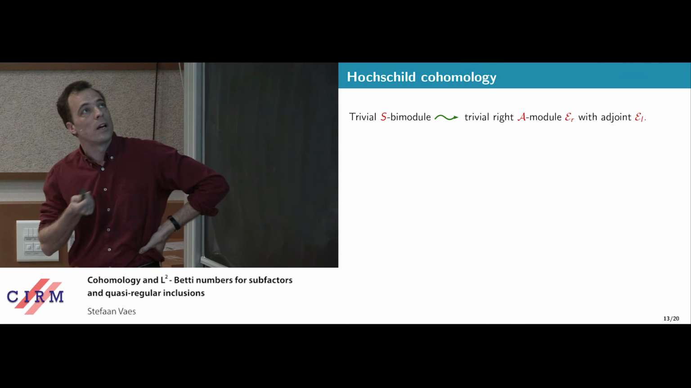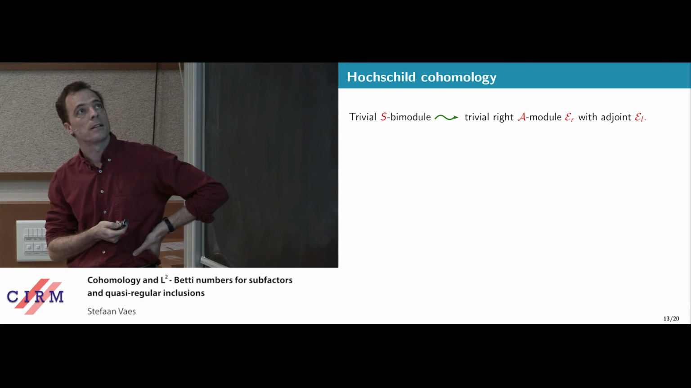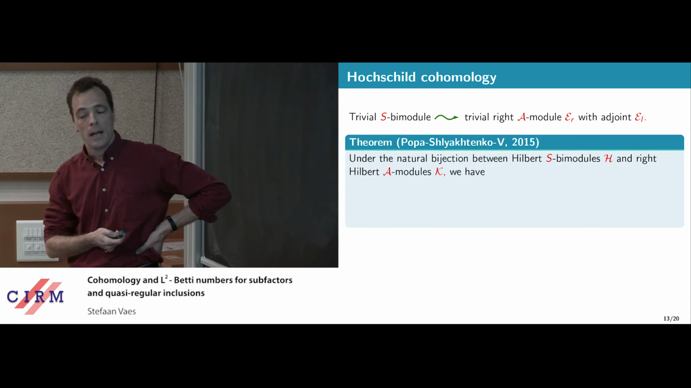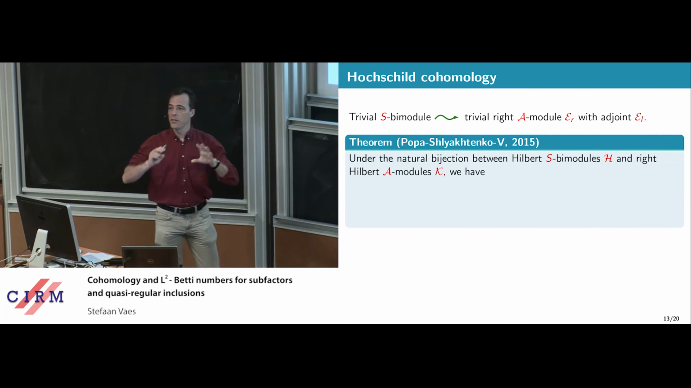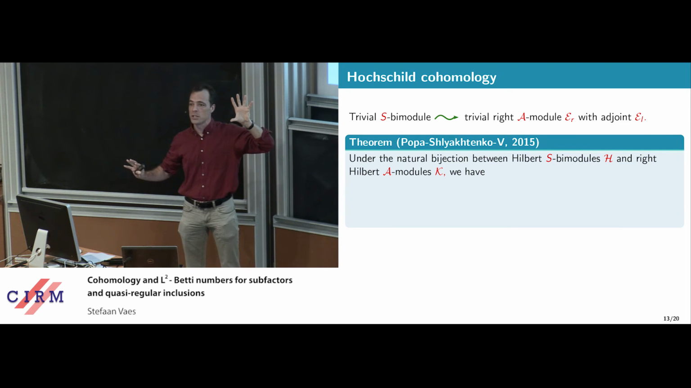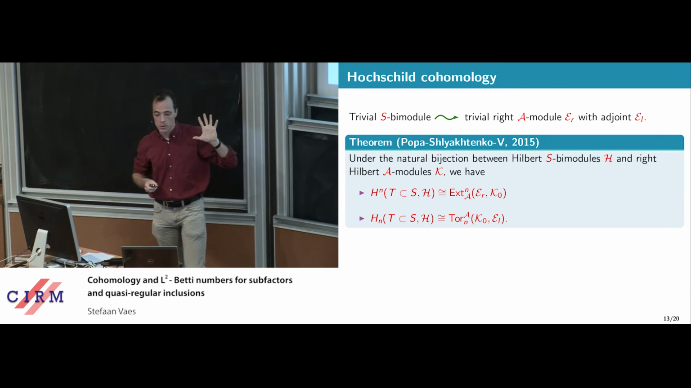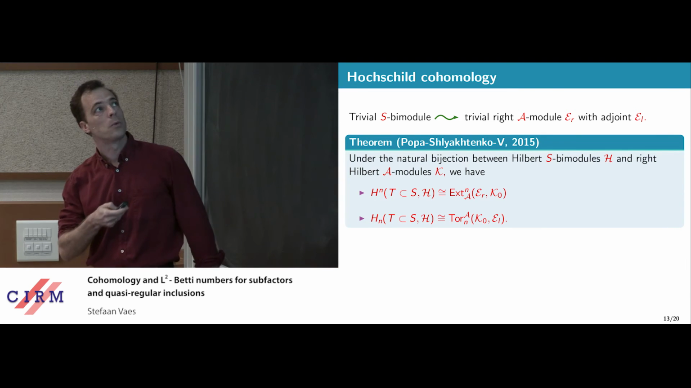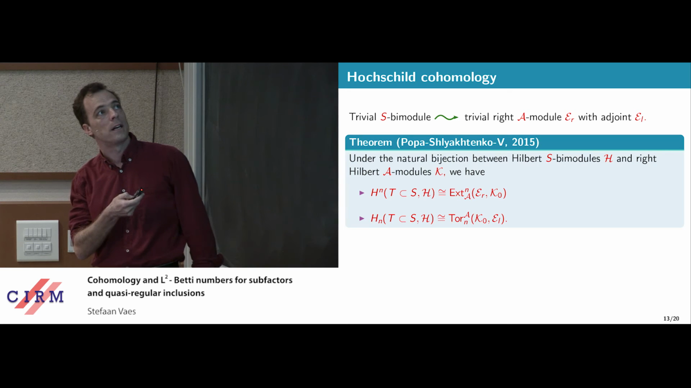It's not of dimension 1. I mean, it's not just a character, but there is a trivial A module, ER. And the theorem is the following. Under this natural bijection between S bimodules of the good nature and representations of this tube algebra, there is a natural isomorphism between our cohomology theory as I defined it and an Ext functor.